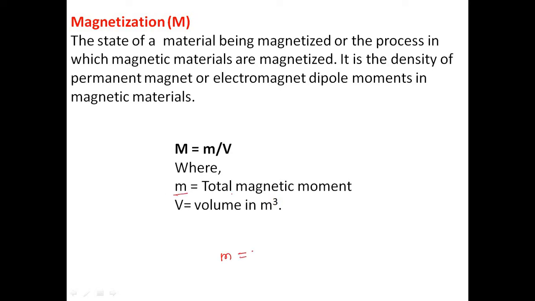Here, the total magnetic moment is denoted by small m, and the volume is in meter cube. Another definition of magnetization is the ratio of total magnetic moment to the volume, per unit volume, where the volume is in meter cube. From this definition we get the formula: M equals small m divided by V. Note that small m is the magnetic moment, and capital M is the magnetization. It is a vector quantity.